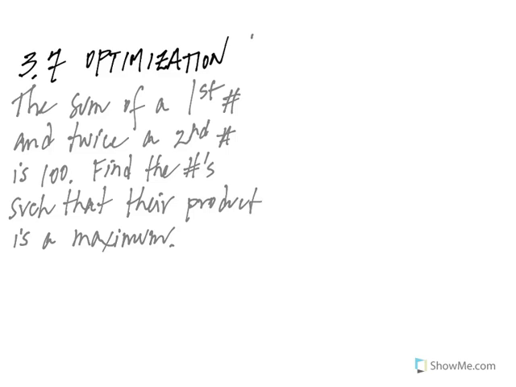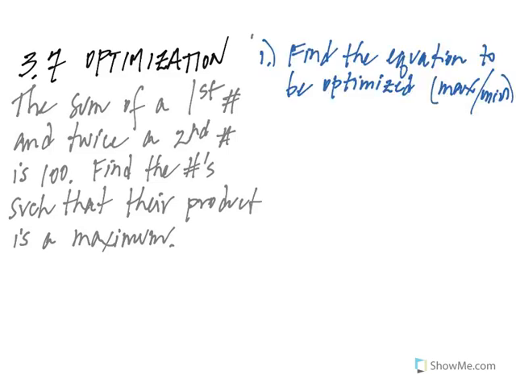All right. So let me give you some steps that you're going to use in section 3.7. You can use this for every single problem that you do. And then we'll work through this problem as I write down the steps. So step number 1 is find the equation to be optimized. And that is, find the thing that you're trying to find the maximum or the minimum of.